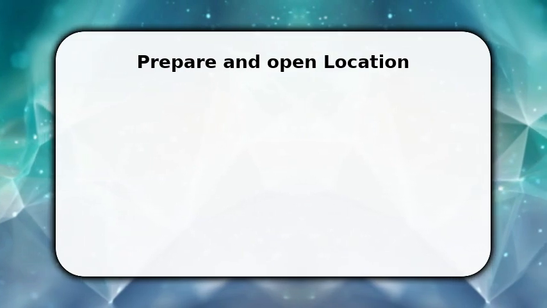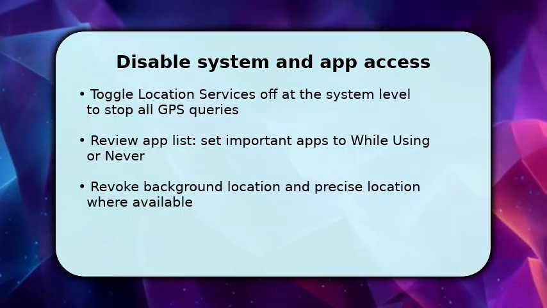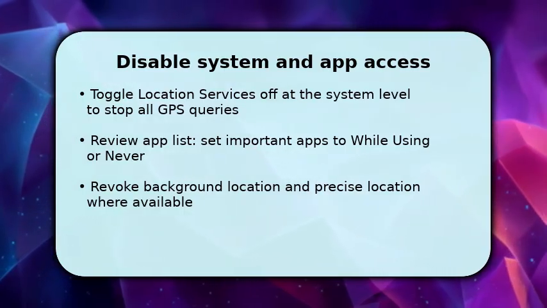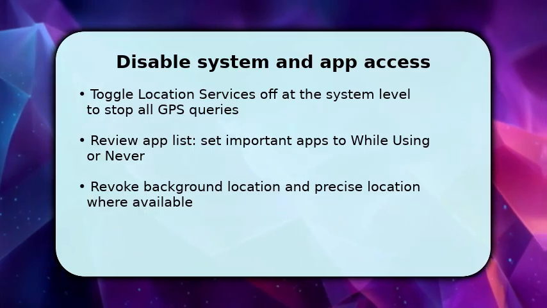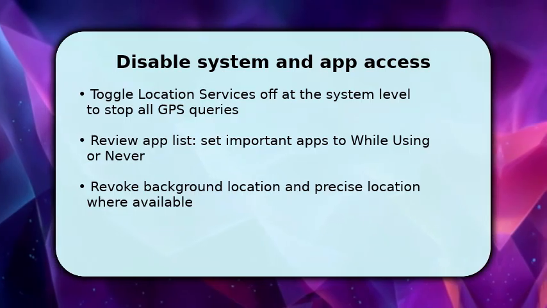You'll now disable access for apps and refine permissions. First, flip the main location services toggle off to halt all GPS queries system-wide. If you prefer selective control, leave system on and change each app to while using or never.